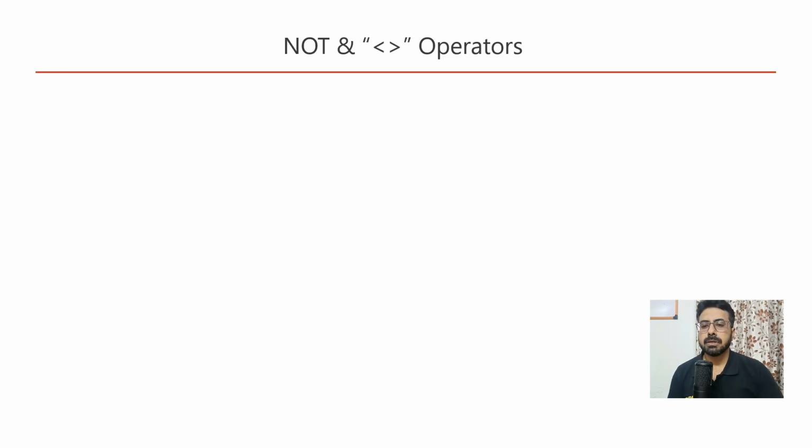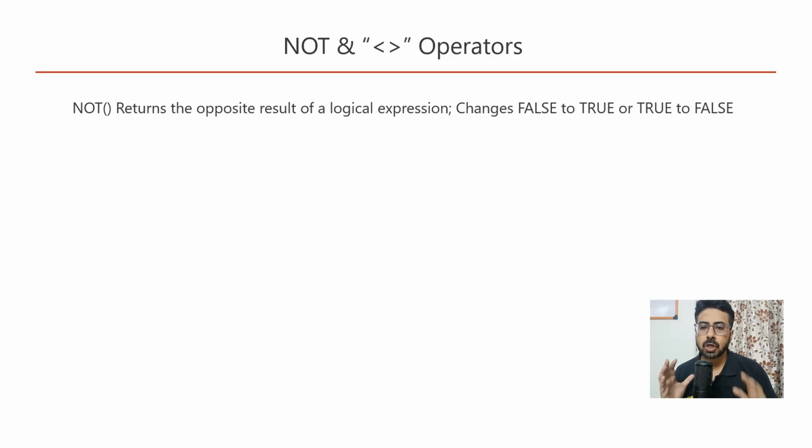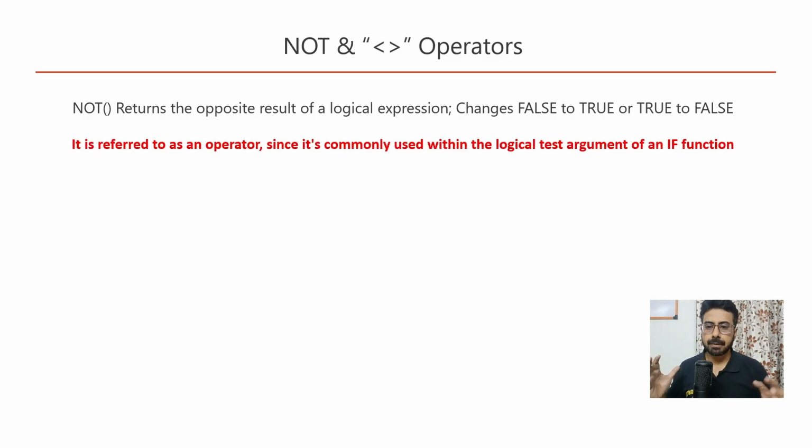Hi everyone. In this video, we are going to explore one of Excel's most fascinating logical tools, the NOT or not equal to operator. Okay? Now, the NOT function returns the opposite result of a logical expression. So, basically, it changes false to true or true to false. Okay? And it's referred to as an operator since it's commonly used within the logical test argument of an IF function.